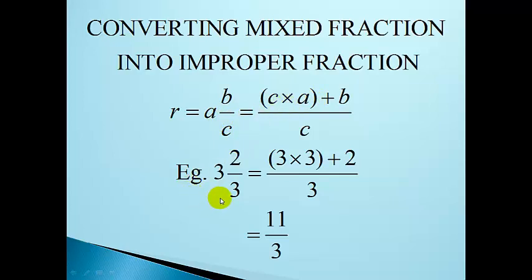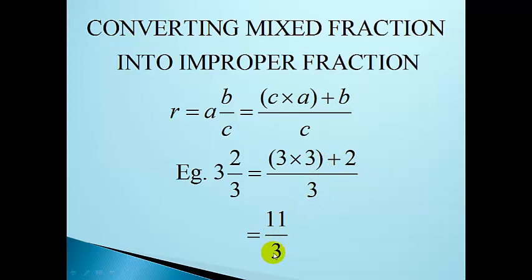Now let's look at this example. Given 3 whole number 2 over 3, converting this to improper, we multiply the denominator 3 by the whole number. That is 3 times 3, and that is how come we have 3 times 3 in bracket. Plus the numerator is 2, so we have plus 2. All divided by the denominator of the fraction, that is 3. Now 3 times 3 is equal to 9, and 9 plus 2 is 11. So we have 11 divided by 3.